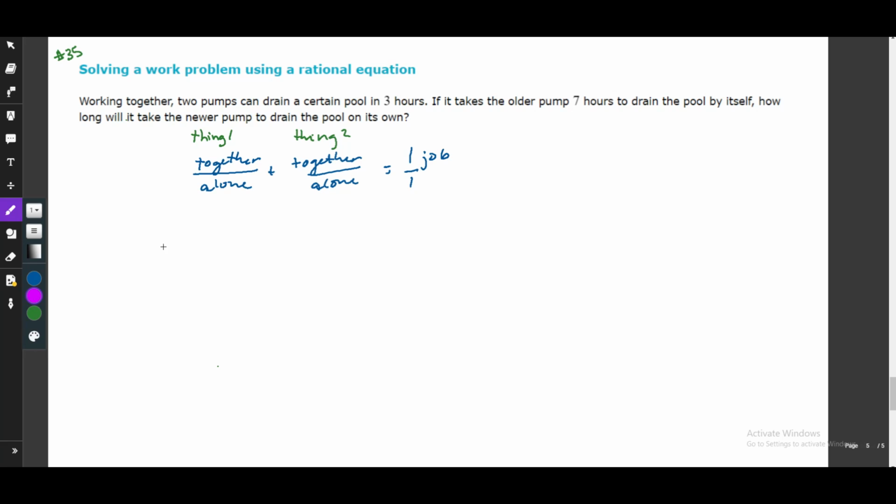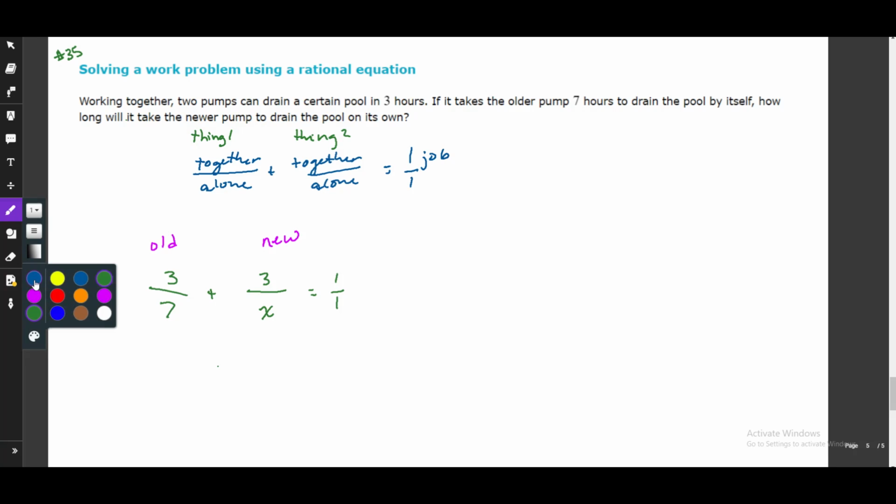So we have two pumps. We have the old pump and we have the new pump. And two pumps together can drain a certain pool in 3 hours. So that is together on both of my fractions. It is going to be 3 and 3. It's going to equal 1 over 1. If it takes the older pump 7 hours to drain the pool by itself, so that's going to be 7. How long will it take the newer pump to drain the pool on its own? X.